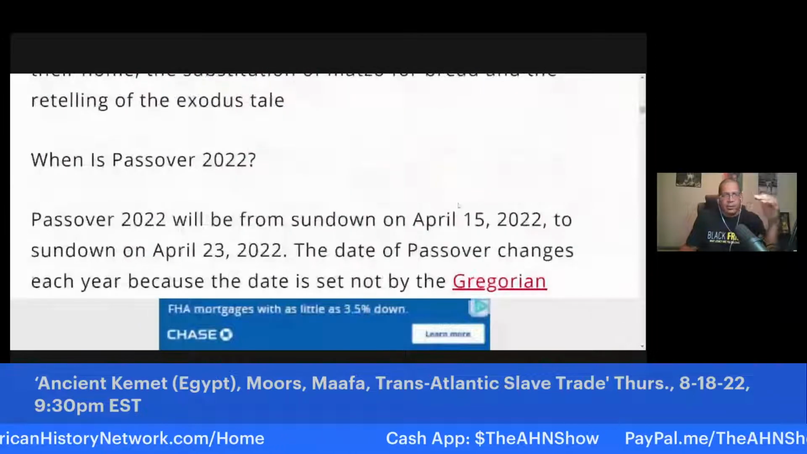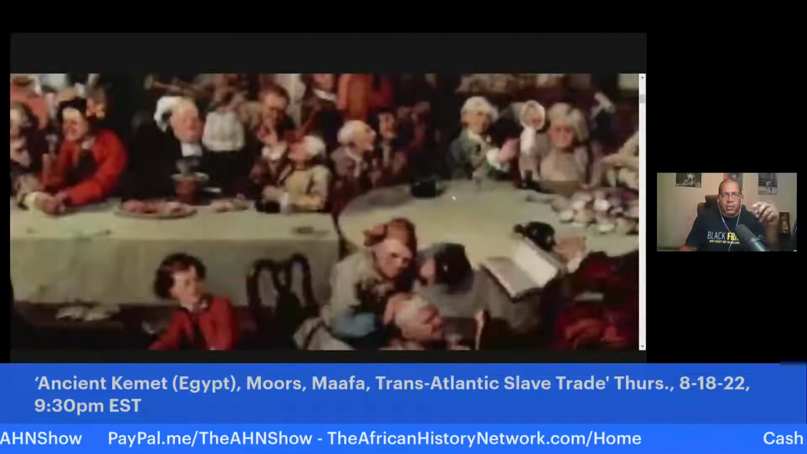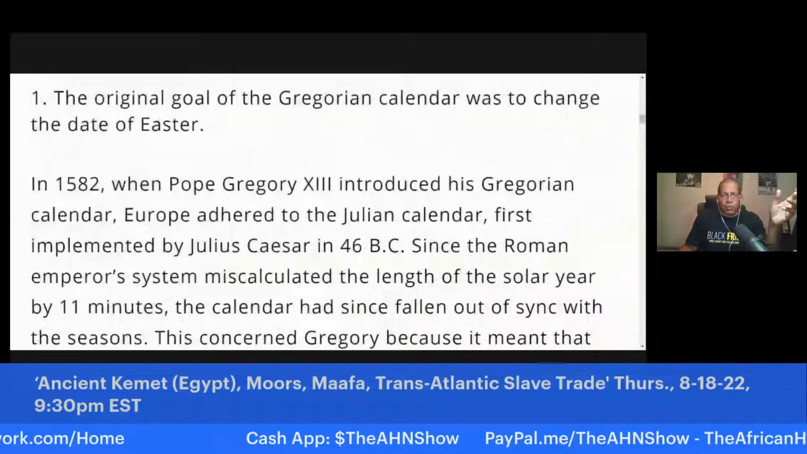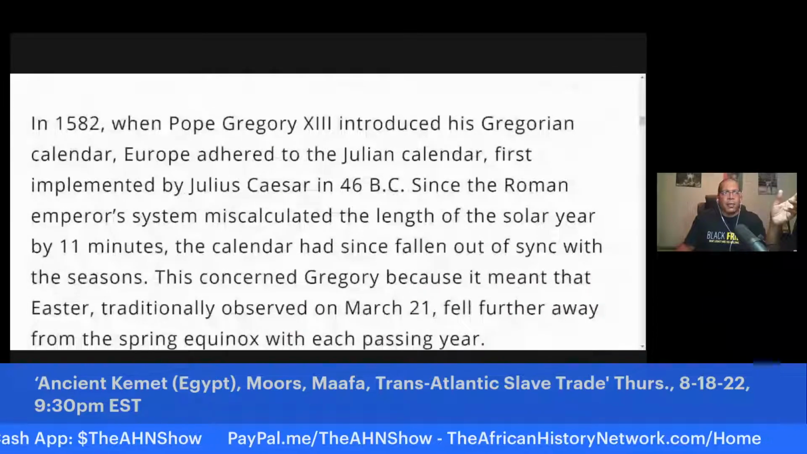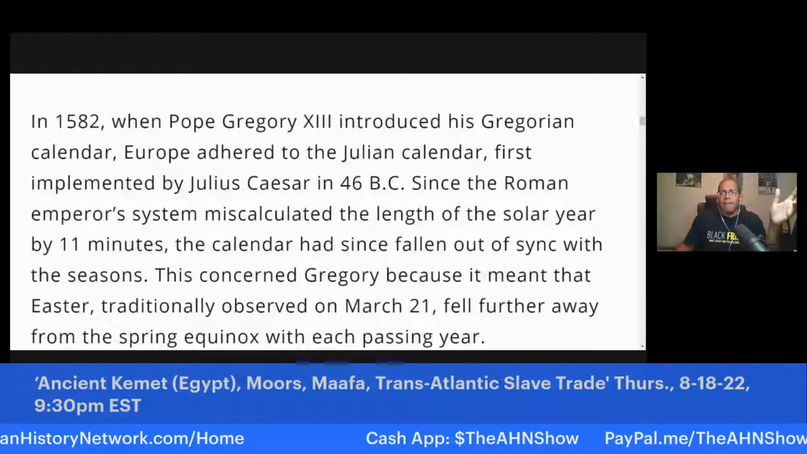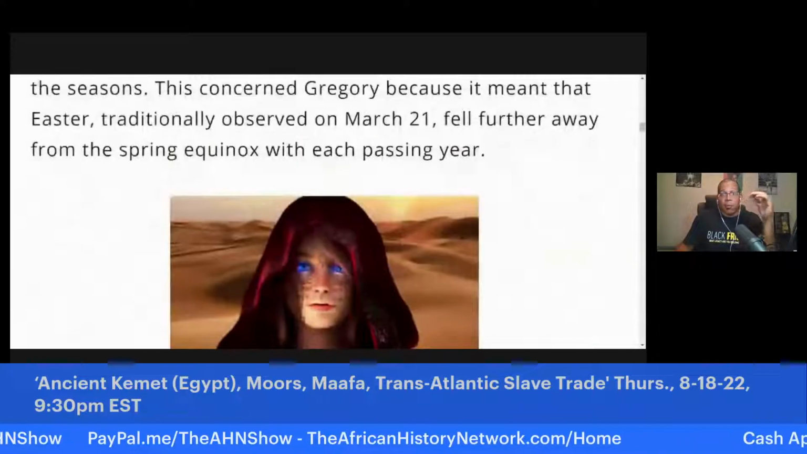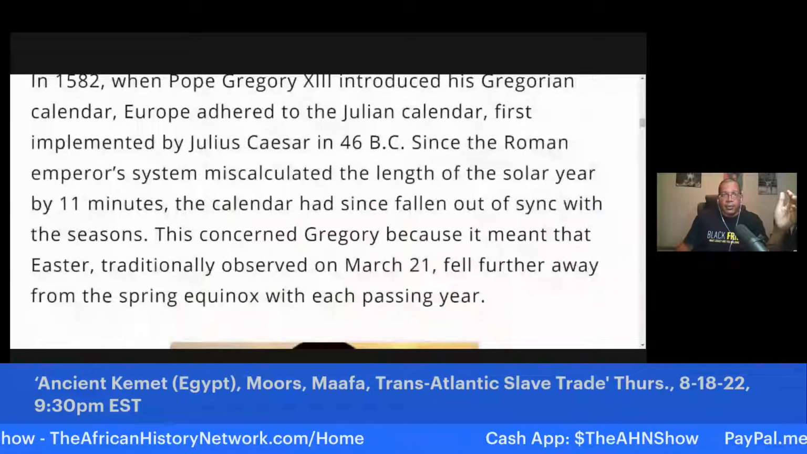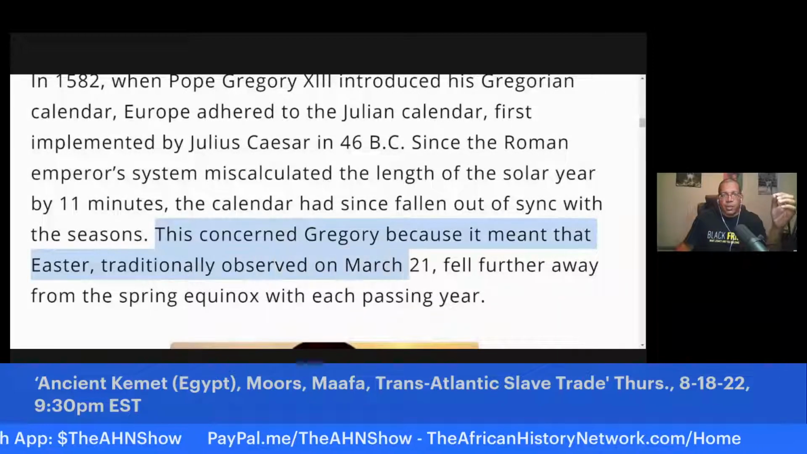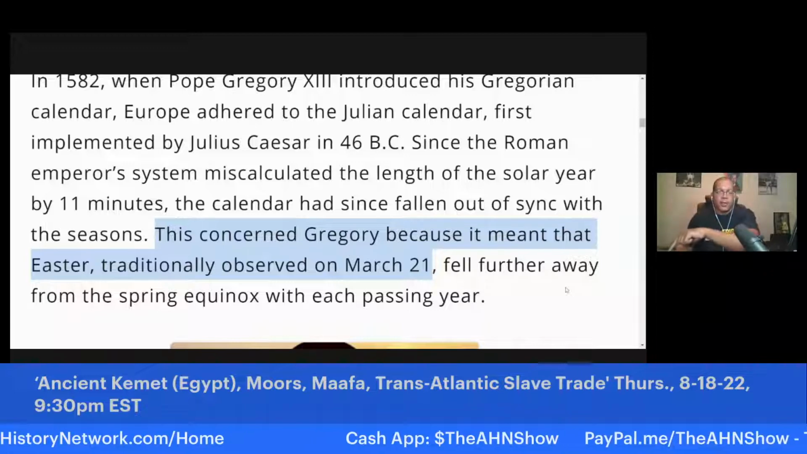It has expanded exponentially. They talk about the Gregorian calendar, right here. We know the Gregorian calendar is a result of 1582, when Pope Gregory the 13th introduced it, a result of the Third Council of Trent of about 1582. This explains why the Gregorian calendar was created, and the concern Pope Gregory had, because it meant that Easter, traditionally observed on March 21st, fell further away from the spring equinox, or the vernal equinox. Vernal is Latin for spring.